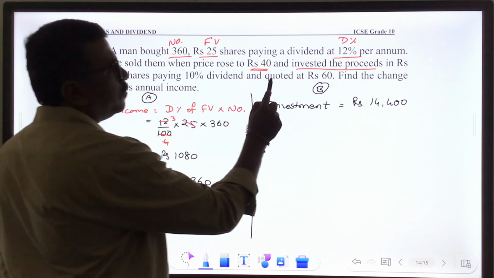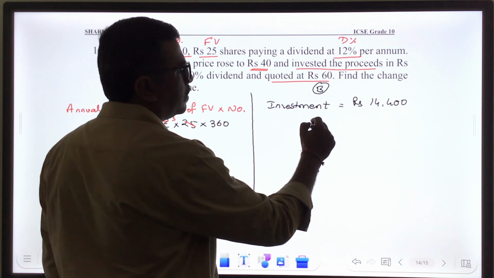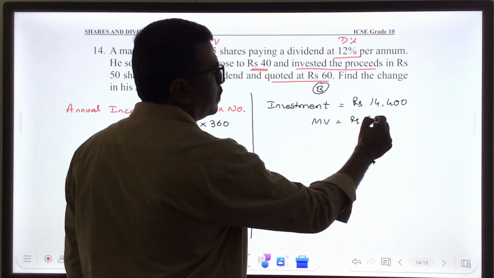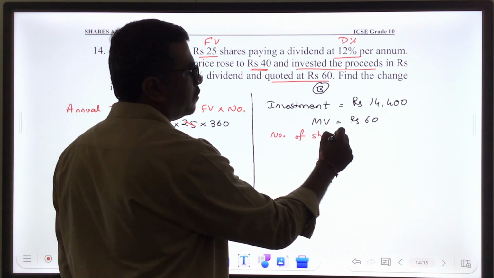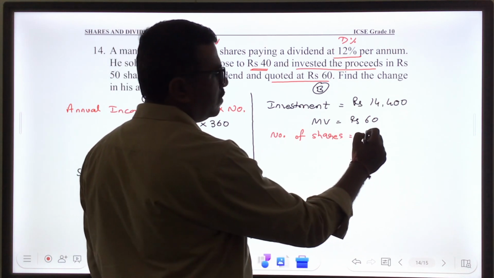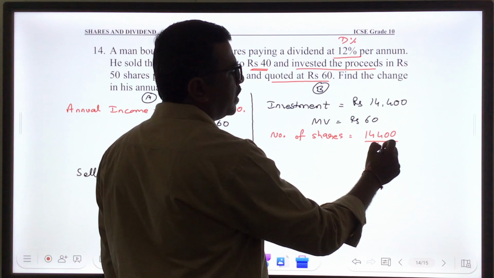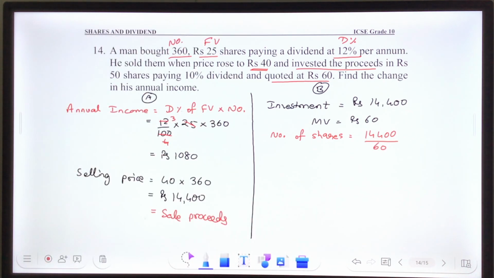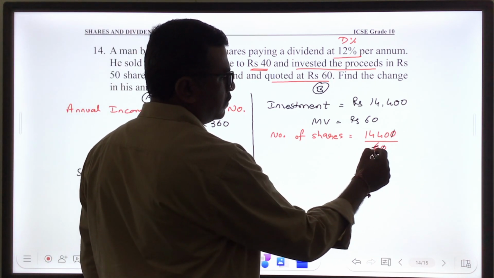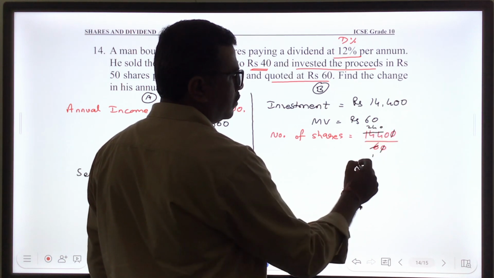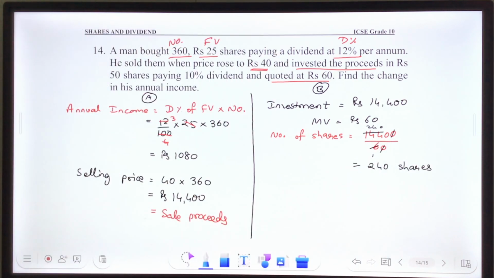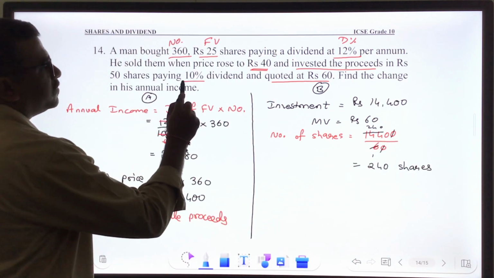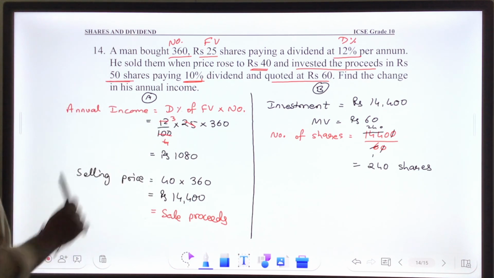The market value for company B is rupees 60. So from this we can calculate the number of shares purchased for company B. That is investment 14,400 divided by market value 60. On reducing this, we get 240. So 240 shares are purchased for company B, which is paying 10% dividend, and face value is rupees 50.